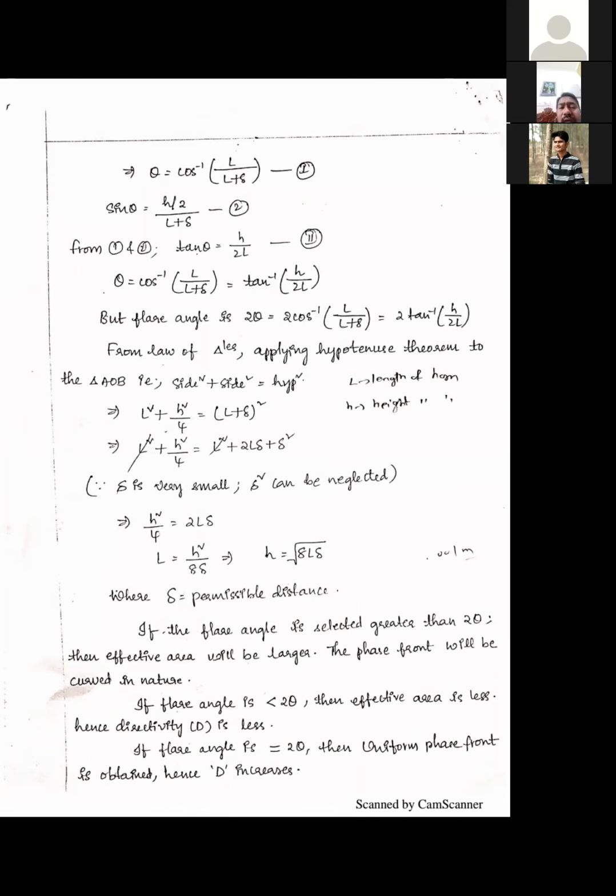See here, it is written, if the flare angle is selected greater than 2 theta, then effective area will be larger, but the phase front will be curved in nature. Got this? Hence, the flare angle should be exactly 2 theta only. Then only uniform plane waves will be produced and directivity will increase. Understood this point?